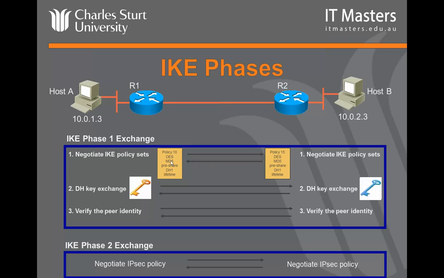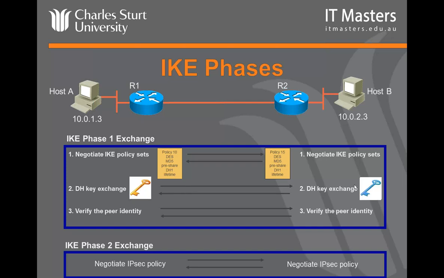So once they've decided that we both agree on what policy we're going to use, and incidentally, the statement at the top, policy 10, policy 15, is just a number identifying that policy. So that's basically a name, or a naming convention, for the policy on the particular configuration of each router. It doesn't necessarily mean anything. It just means this is policy 10, this one's policy 15, they happen to match. And we'll see how that works a little bit later on in the slides. Once they've agreed on what they're actually going to use, then they do the Diffie-Hellman key exchange.